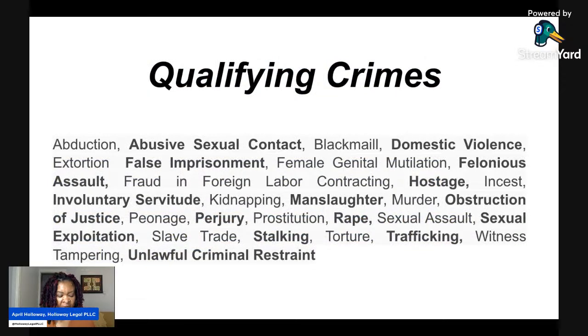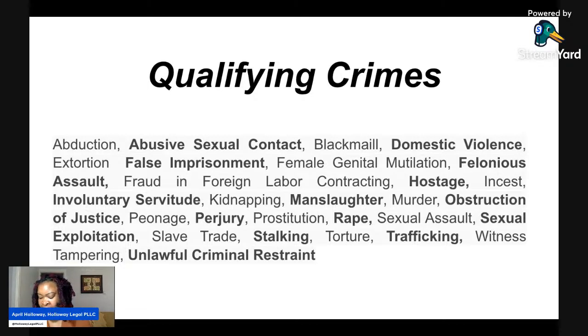These are the qualifying crimes as indicated by USCIS. Abduction, abusive sexual contact, blackmail, domestic violence, extortion, false imprisonment, female genital mutilation, felonious assault, fraud and foreign labor contracting, hostage, incest, involuntary servitude, kidnapping, manslaughter, murder, obstruction of justice, peonage, perjury, prostitution, rape, sexual assault, sexual exploitation, slave trade, stalking, torture, trafficking, witness tampering, and unlawful criminal restraint.